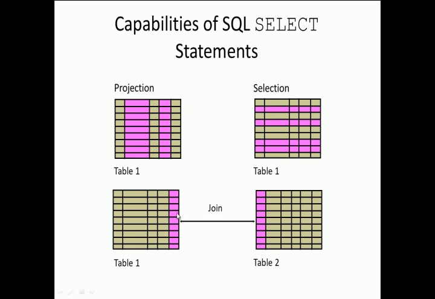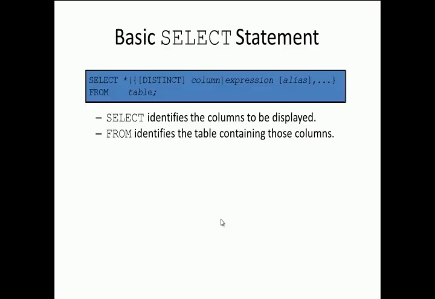And when we select columns from multiple tables, for example this is table 1 and this is table 2, this is called a join. When we select data from multiple tables, meaning from two or more than two tables, inside SQL we use the join to select the data from multiple tables.